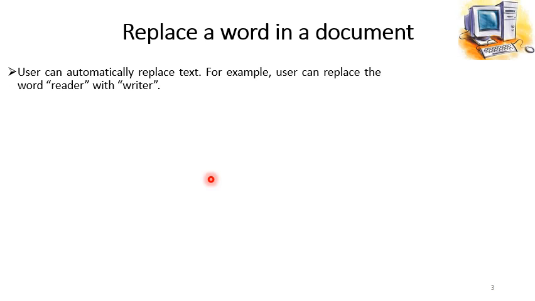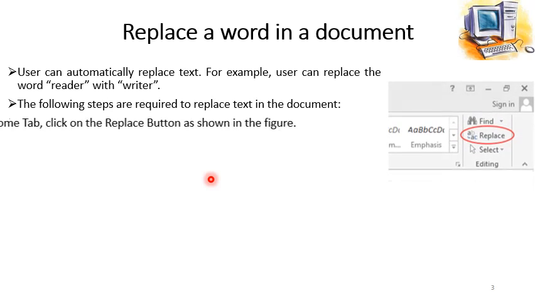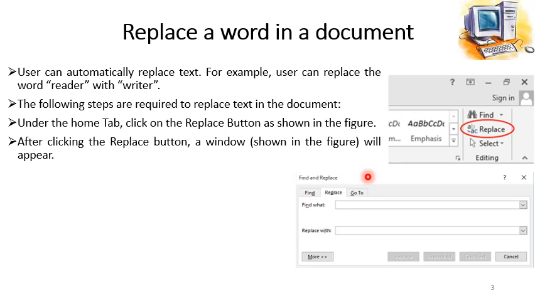User can automatically replace text. For example, user can replace the word reader with writer. The following steps are required to replace text in the document. Under the Home tab, click on the Replace button as shown in the figure. Just below the Find button, there is a button with the name Replace. So click on it. After clicking the Replace button, a window shown in the figure will appear.